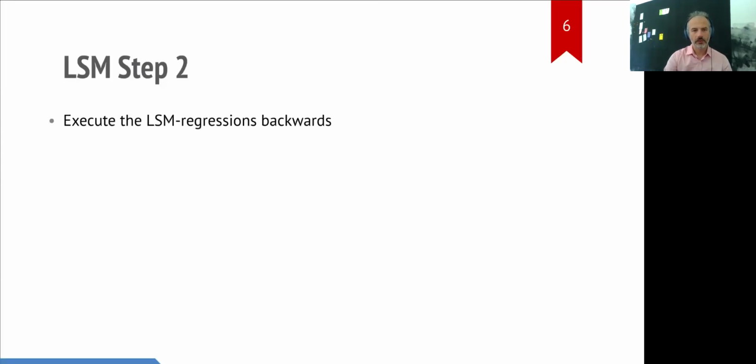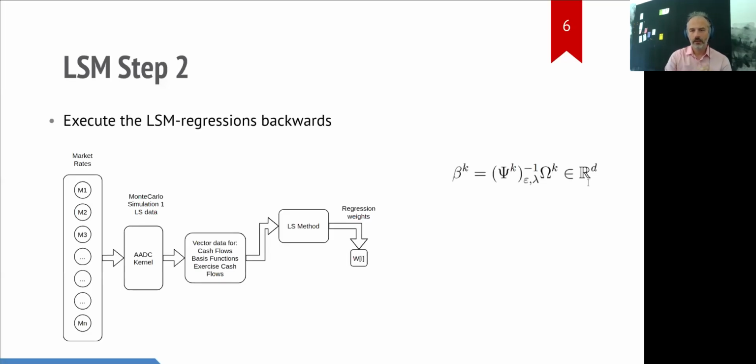So step number 2, you actually execute the Longstaff Schwartz method. You run this regression backwards, and feel free to look up all the details in the attached PDF file. But generally what happens, you take this vector data, you roll back from expiry to T0, and the result of this is regression weights, coefficients. Note that these regression weight coefficients are no longer vector data, it's scalar data.